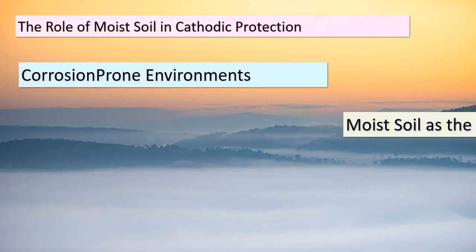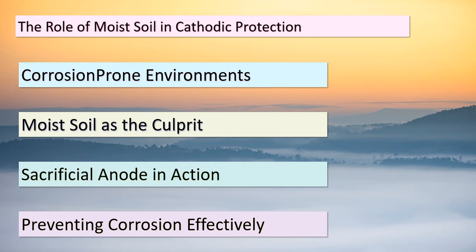Let's explore the environmental factor that plays a vital role in cathodic protection. Moist soil is a notorious culprit when it comes to corrosion. In such environments, metals are at risk of degrading due to chemical reactions. This is where our trusty sacrificial anode steps in. Buried in the moist soil, it becomes the target of oxidation, ensuring that the iron cathode remains unharmed. The concept of cathodic protection is truly a marvel, offering a powerful defense mechanism against the damaging effects of corrosion.